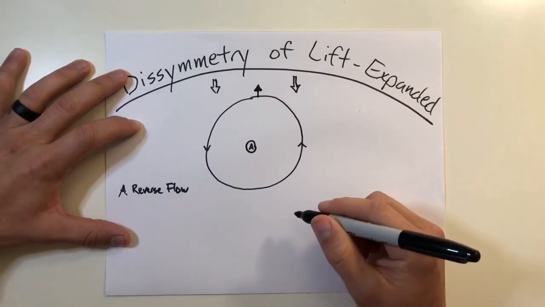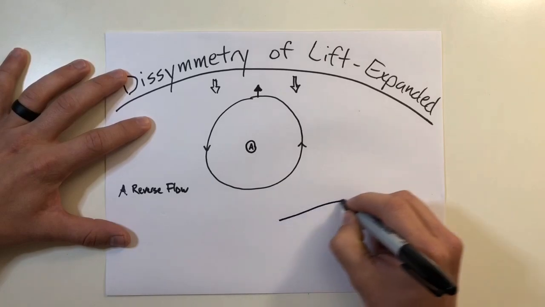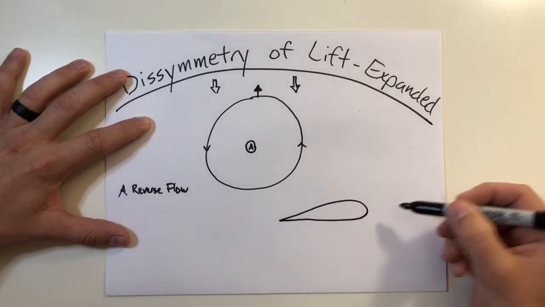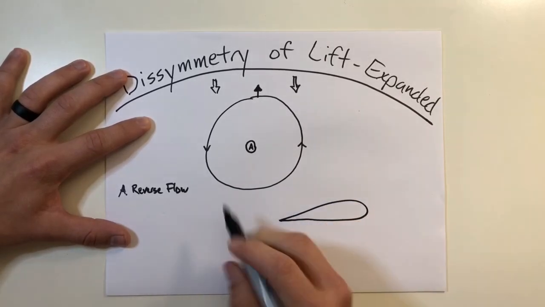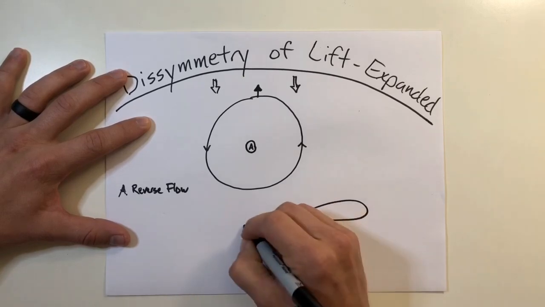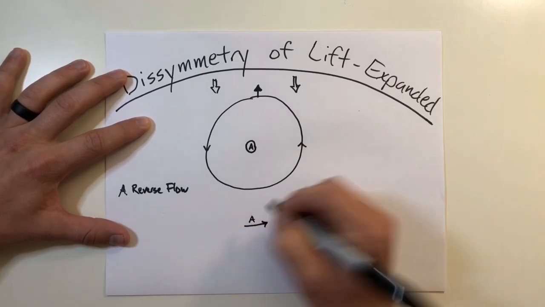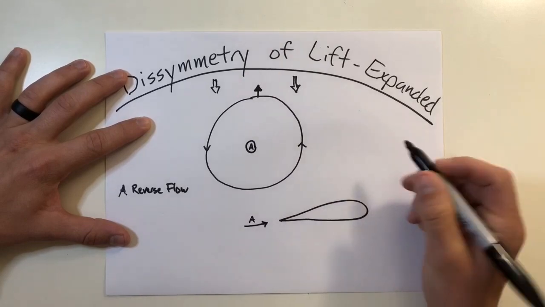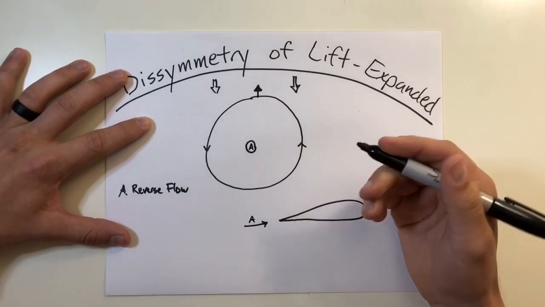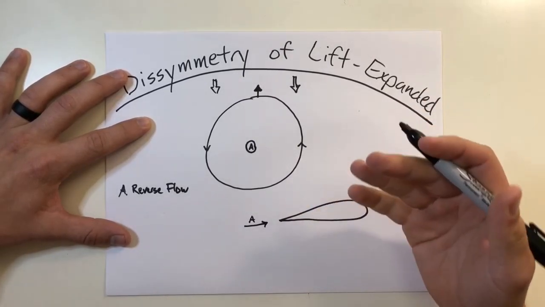Another way to depict this is if we have an airfoil right here, instead of air impacting at the leading edge, it's impacting at the trailing edge. So what's happening right here is it's impacting the airfoil in a way that is completely useless. It's not able to generate any kind of lift.